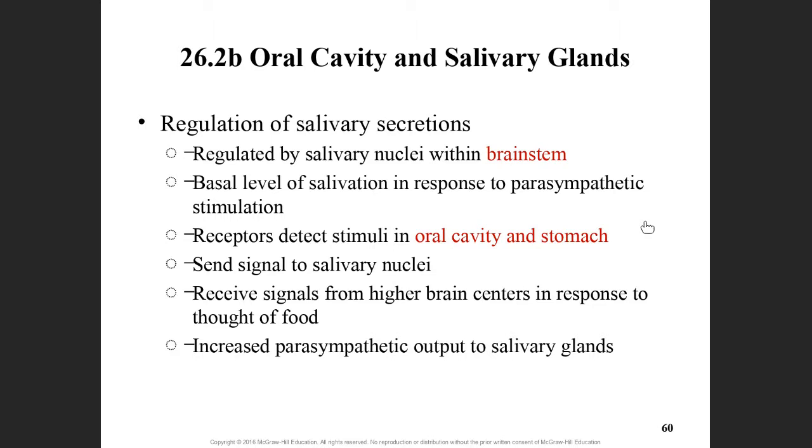In our oral cavity and also the stomach, we have some receptors which can stimulate secretion of saliva. They detect different food, and then we have secretion of saliva at that time. When they detect food, they send signals to the salivary nuclei in our pons. And then these signals are received by the higher brain center. And then we have increased parasympathetic output to the salivary glands, and the secretion of saliva increases.